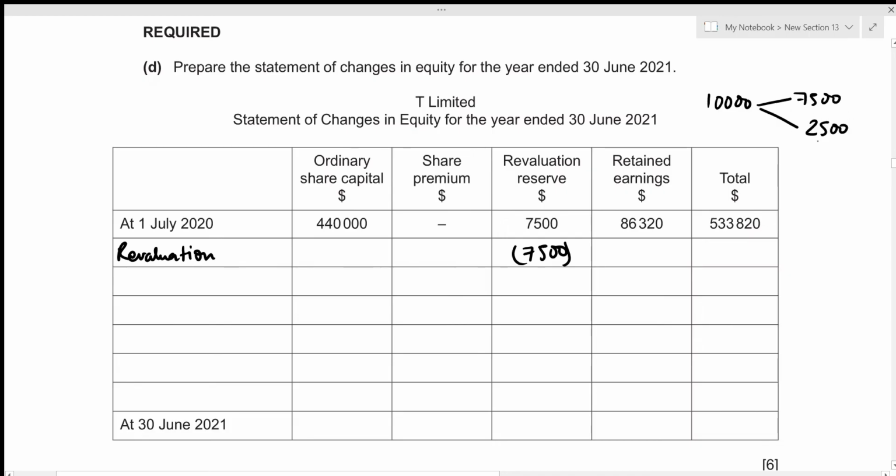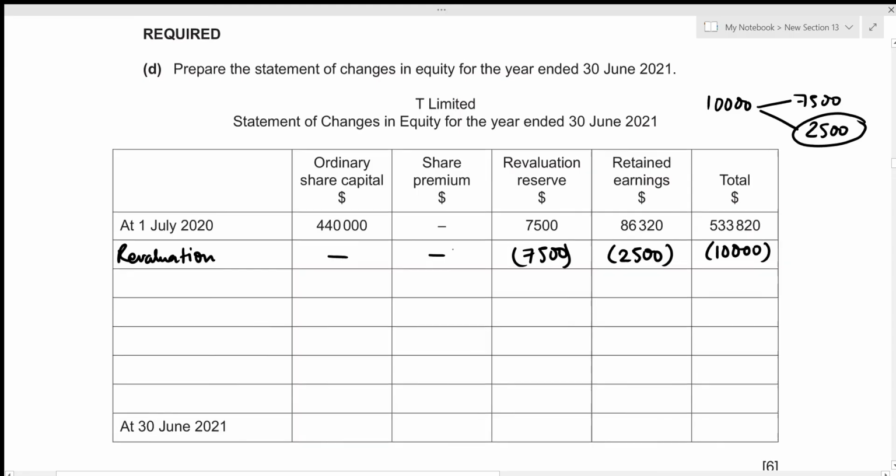So this amount also needs to be subtracted. Now, this will be subtracted only from the retained earnings. That's the thing to remember. So that's 2,500, which gives us the total of 10,000. And the revaluation does not affect ordinary share capital and share premium in any way. This concludes our first transaction.